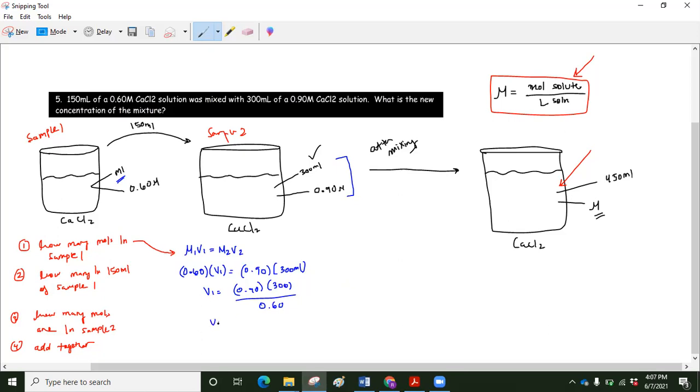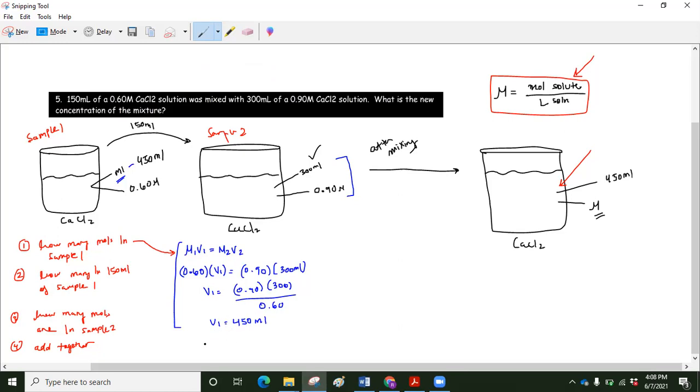So volume one is actually 450 milliliters, since we went into this in respect to milliliters. So now that we have the volume, why don't we just go ahead and update this? So we have 450 milliliters. Perfect.